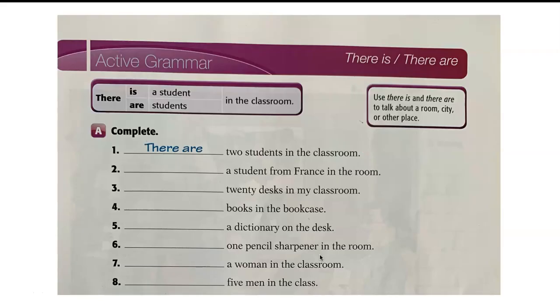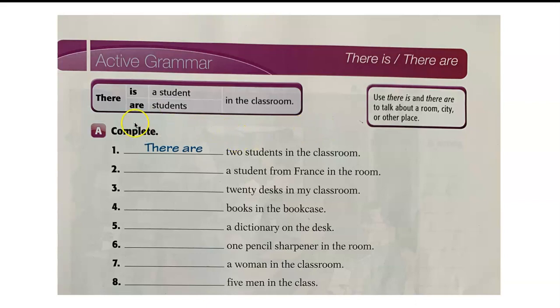Okay, next. In your booklets, go to page 23, okay? So you have here the rule, there is, there are. There is a student, there are students, okay? So you have there is a student in the classroom, there are students in the classroom. Use there is and there are to talk about a room, city, or other place, okay?